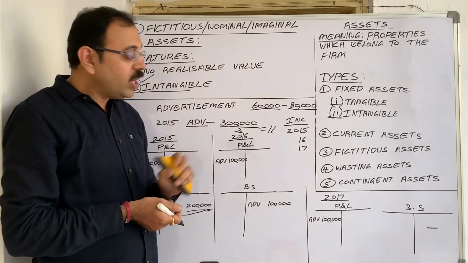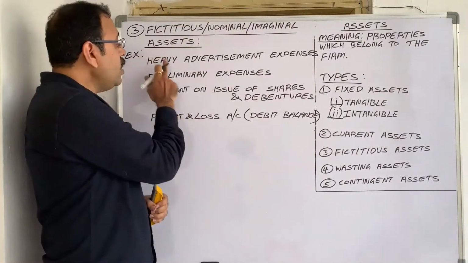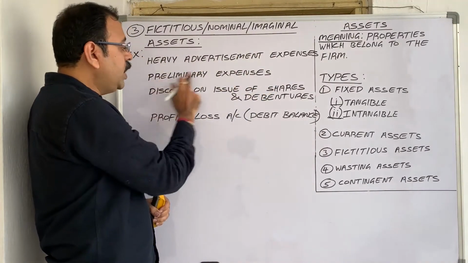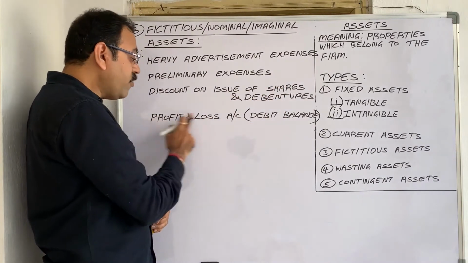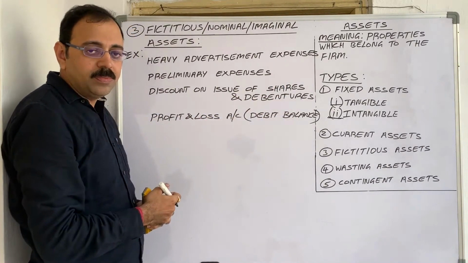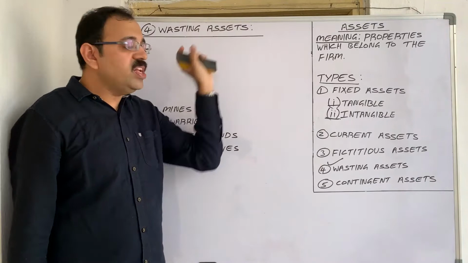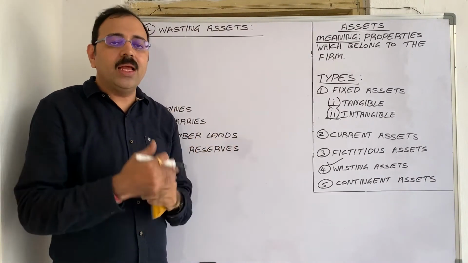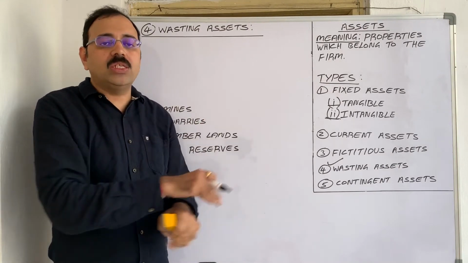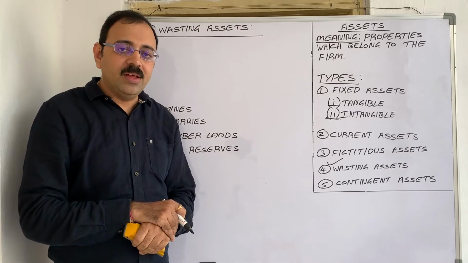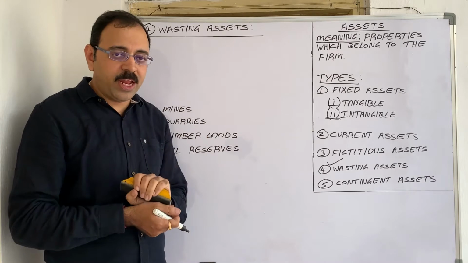Now what are the other examples of fictitious assets? Examples are heavy advertisement expenses, preliminary expenses, discount on issue of shares and debentures, and profit and loss account debit balance. Next asset is the wasting asset. What do you mean by wasting asset? With every dig or every extraction, if the asset is exhausted or depleted, then that asset is called a wasting asset. I will explain with one example.